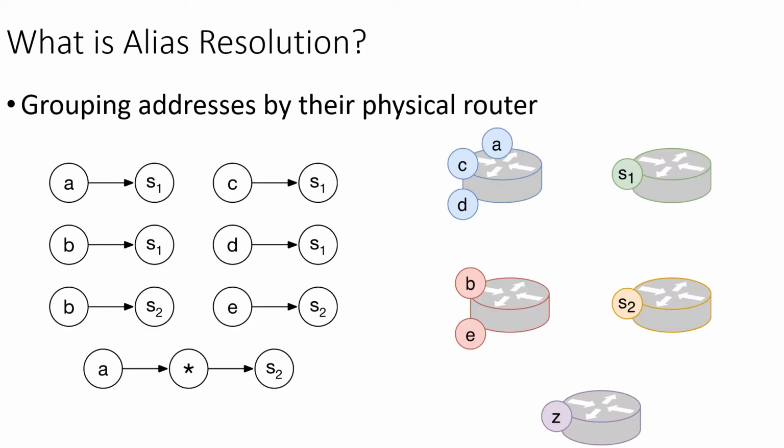First, what is alias resolution? Briefly, it tries to figure out which router interface IP addresses are on the same physical router. Here, the left side of the slide is showing some traceroute segments with interface addresses, and the right side is showing which of those addresses belong to the same router.